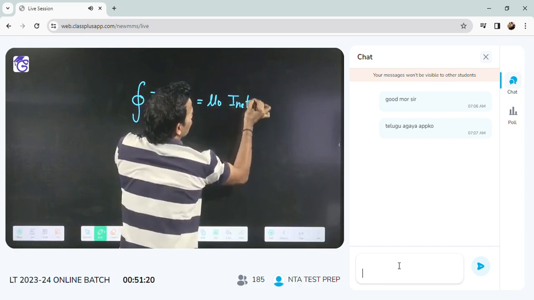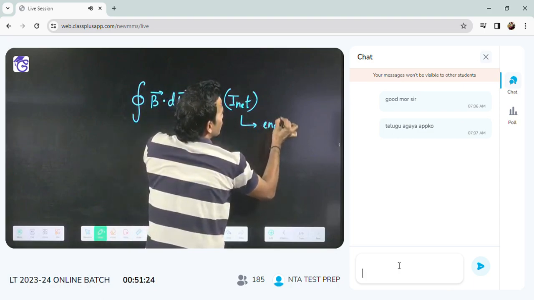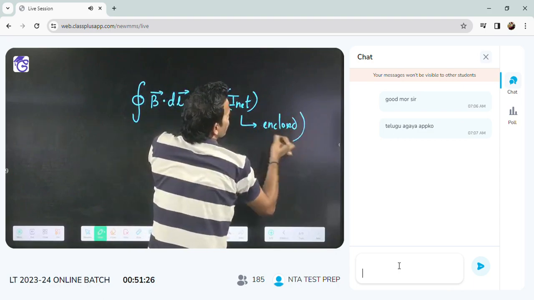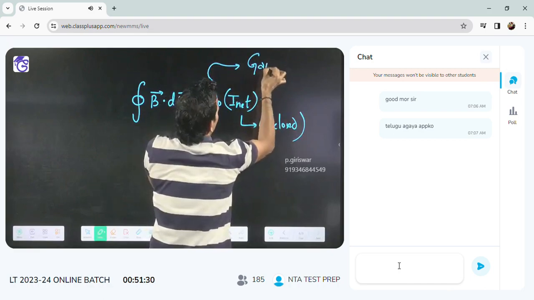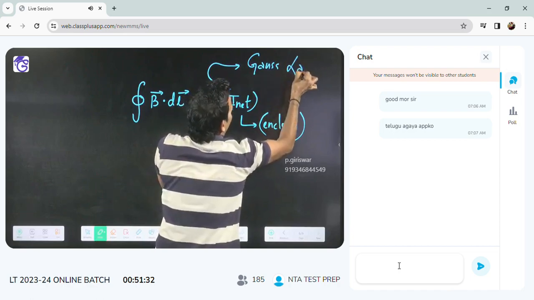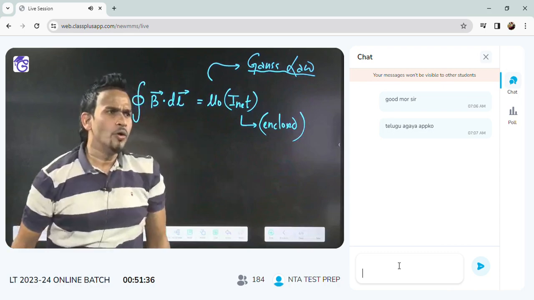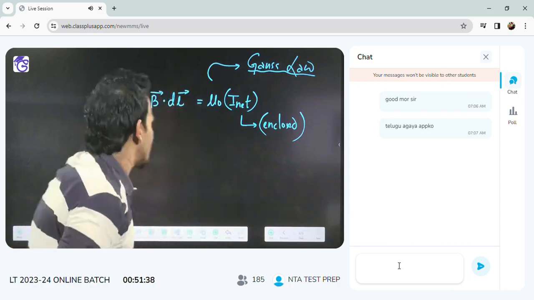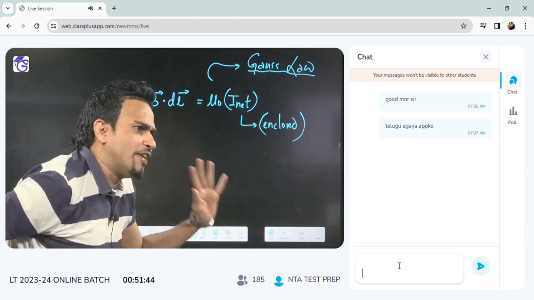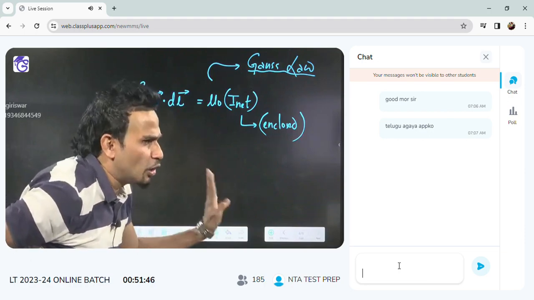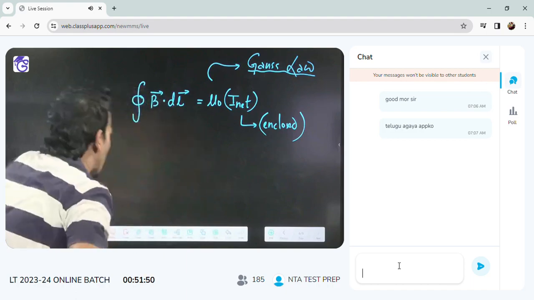Net current, so which current should I take, sir? Only current enclosed in the loop, just like your Gauss law. Ampere circuital law is similar to Gauss law of electrostatics. So line integration of magnetic field will be equal to mu naught times of net current enclosed in the loop. No problem. Pay attention, be focused.